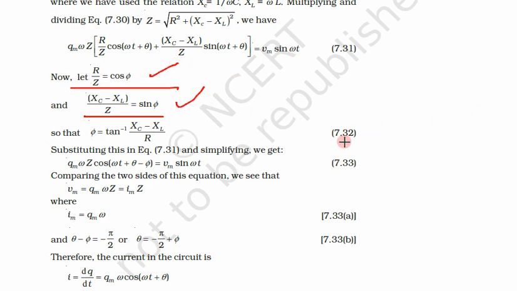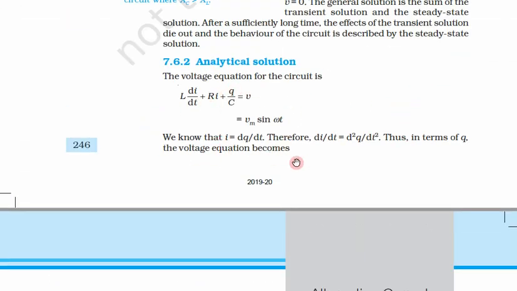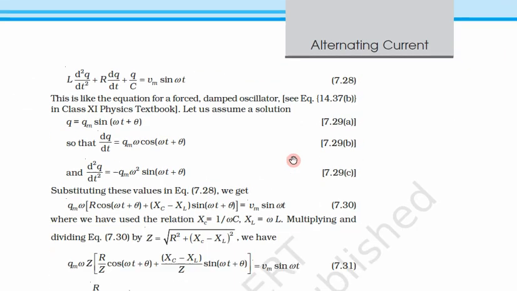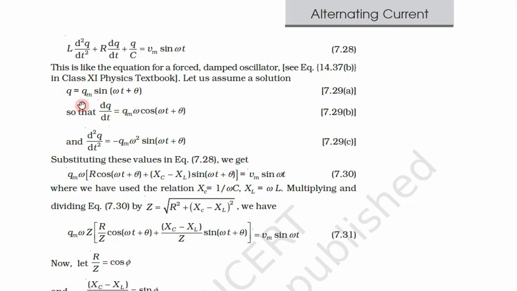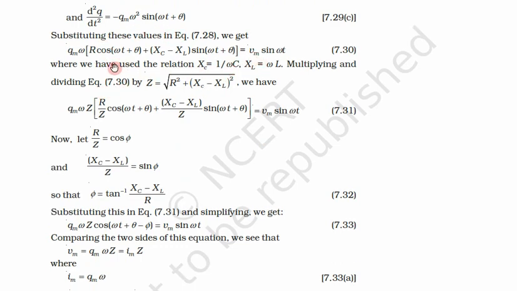So what have we done till now? We have first converted this whole equation in terms of charge q. We have assumed that charge is qm sin omega t plus theta. We have calculated these terms, and after calculating these terms, we got this equation. In this equation, we have multiplied and divided by Z, and after the multiplication and division, we have written R by Z is equal to cos phi, and Xc minus XL upon Z is equal to sin phi.